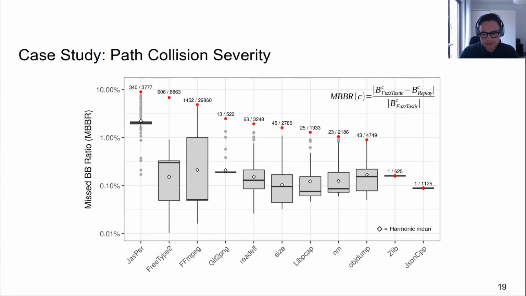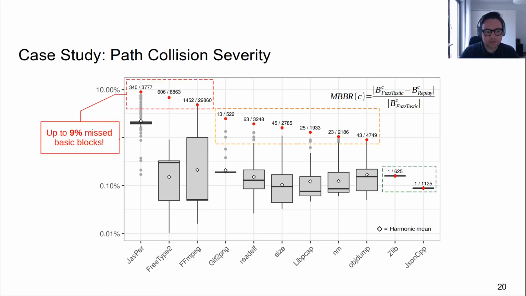On the x-axis, we see the benchmark programs for which at least one basic block has been missed. So out of the 12 benchmark programs that we have in our benchmark, 11 programs have at least one basic block that has been missed. On the y-axis, we see the ratios. The white diamonds indicate the harmonic mean values of the box plots, and the red points indicate the fuzzing campaigns with the highest amount of missed basic blocks.